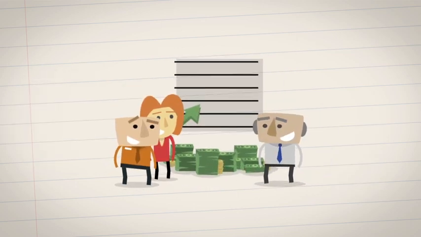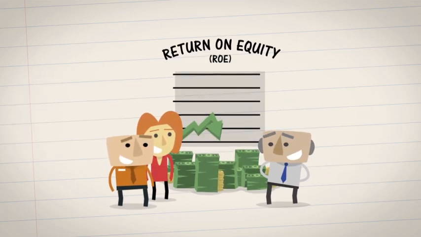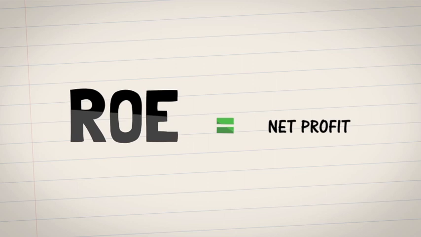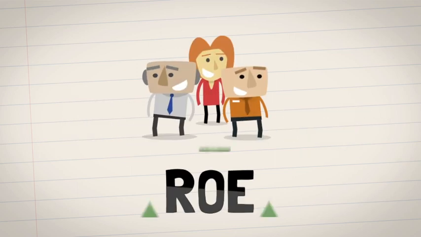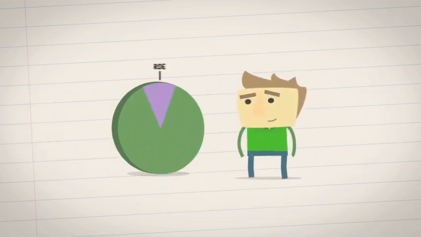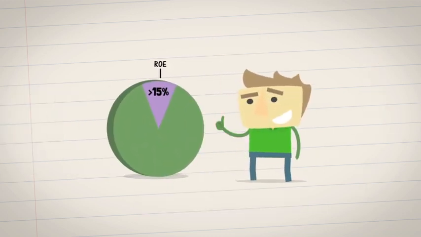The third ratio is return on equity, or ROE. This measures how much profit a company makes from shareholder equity. To calculate ROE, take the net profit and divide it by equity. The higher the number, the more money the company makes for its shareholders. Look for an ROE of 15% or higher.